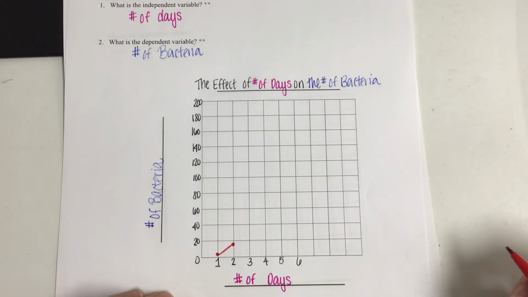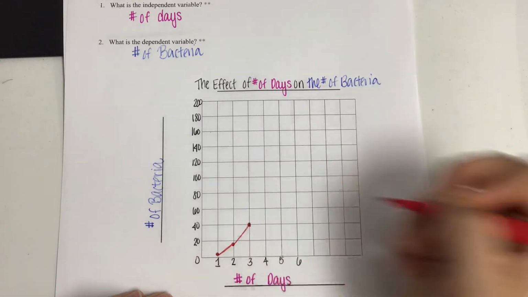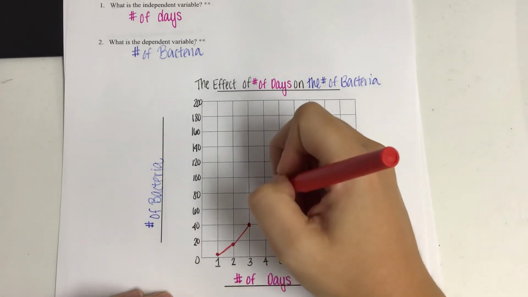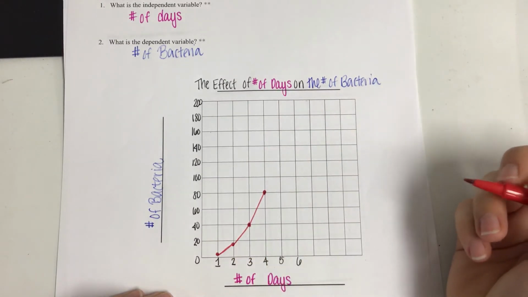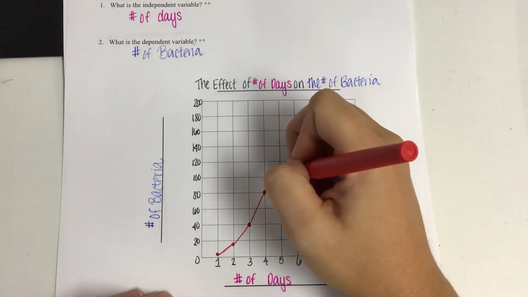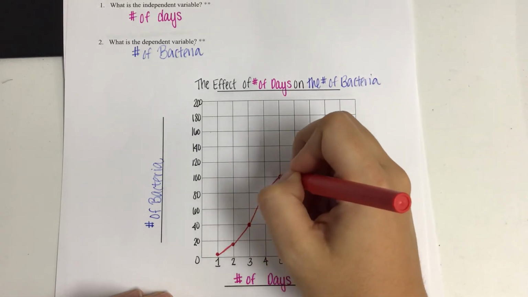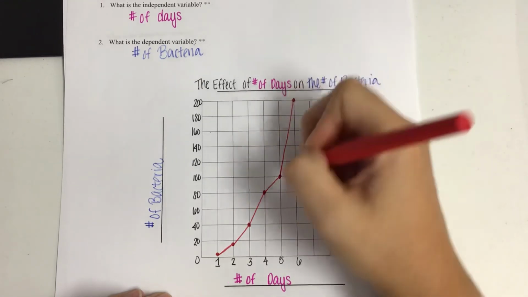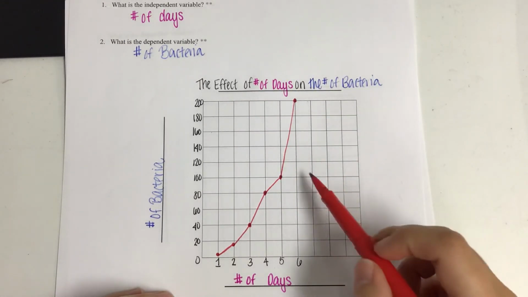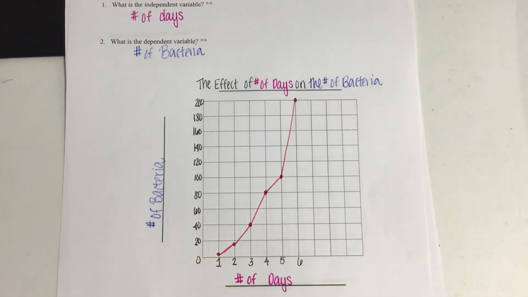At 3 days, we have 40 bacteria. That's exactly on a corner. At 4 days, we have 80 bacteria. At 5 days, we have 100 bacteria. And at 6 days, we have 200 bacteria. Okay? You do not have to go any farther on this graph this way. We also don't know how much bacteria there was on day 0, so you cannot go left either. Okay, so make sure you're not connecting this down to 0.